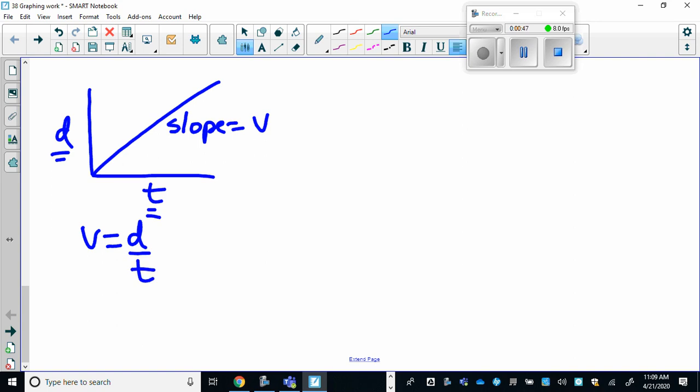What about the area? If we calculate the area under this curve, do we get anything? And the answer to that question is no. The area under a displacement time graph gives us nothing, no information.